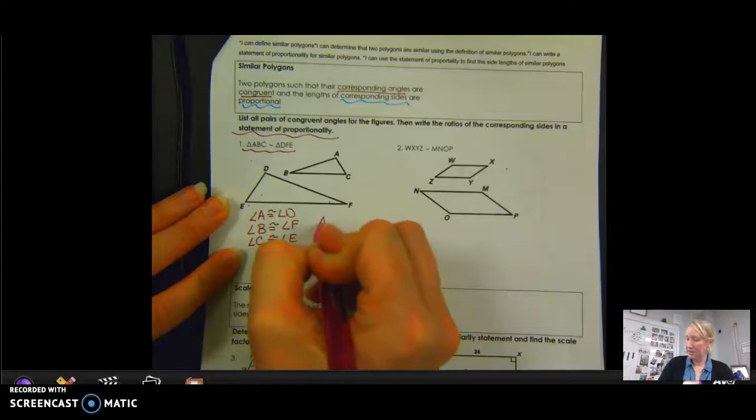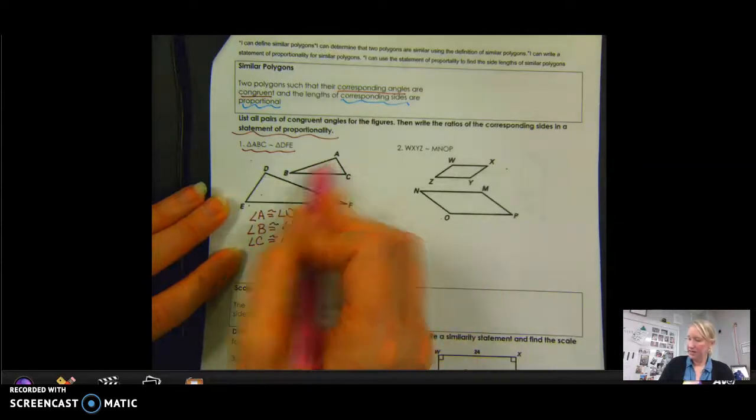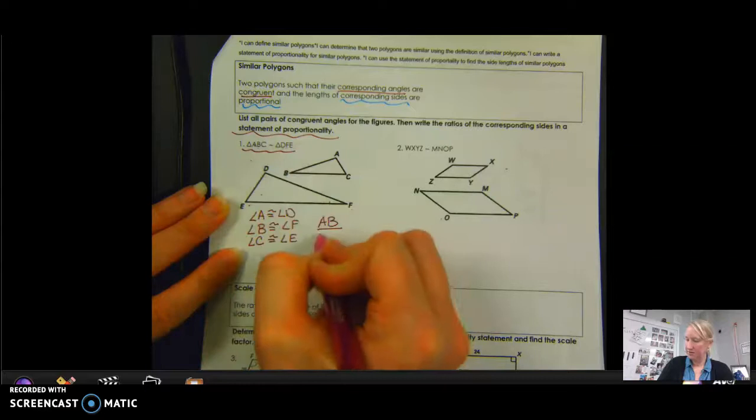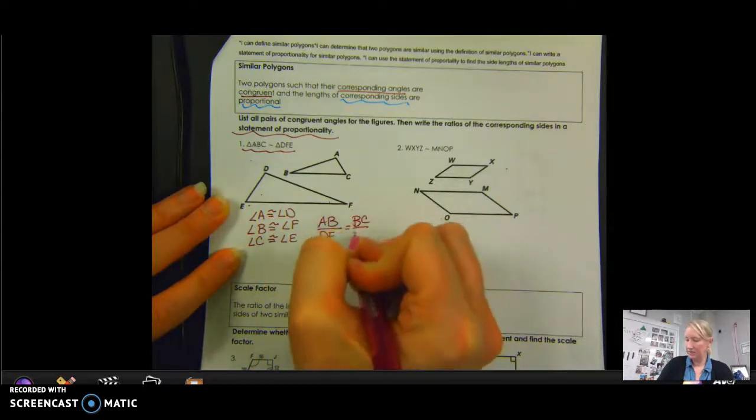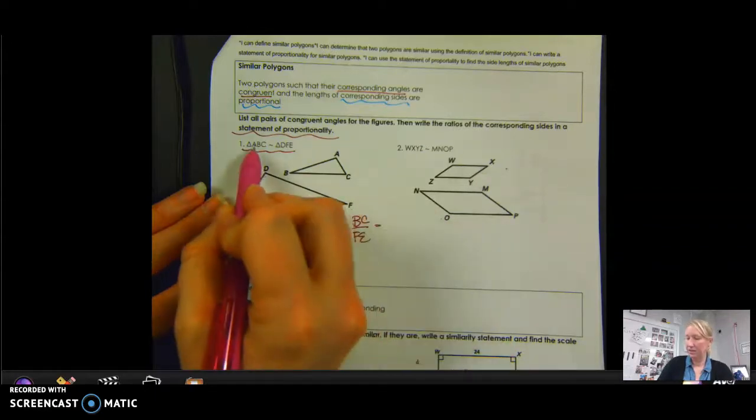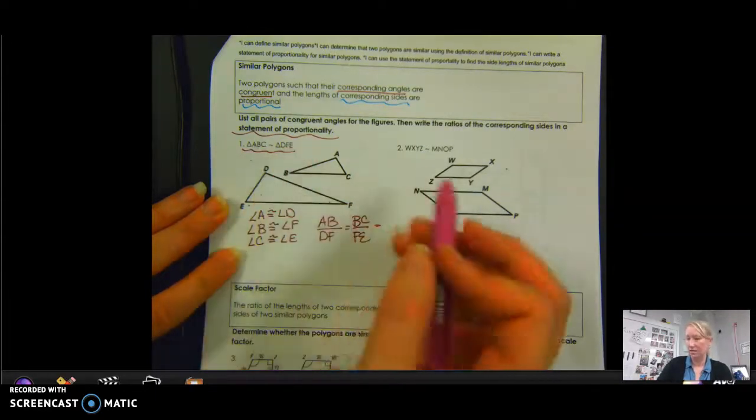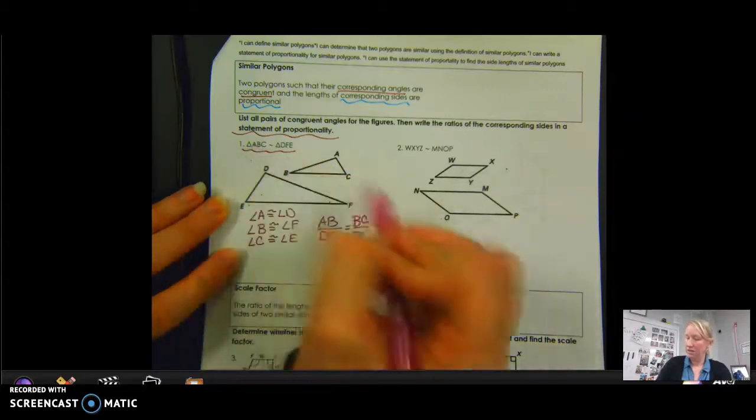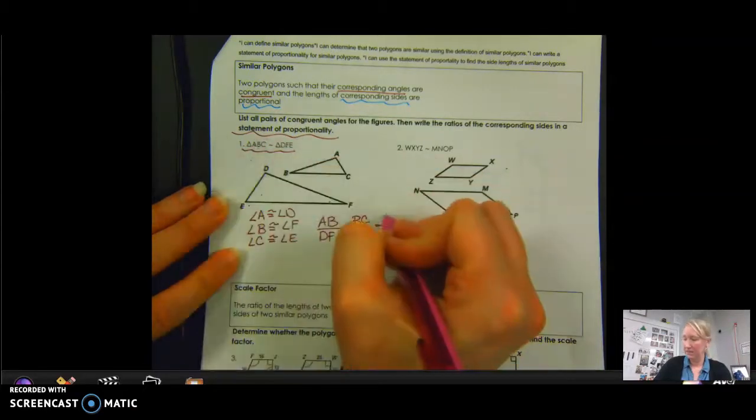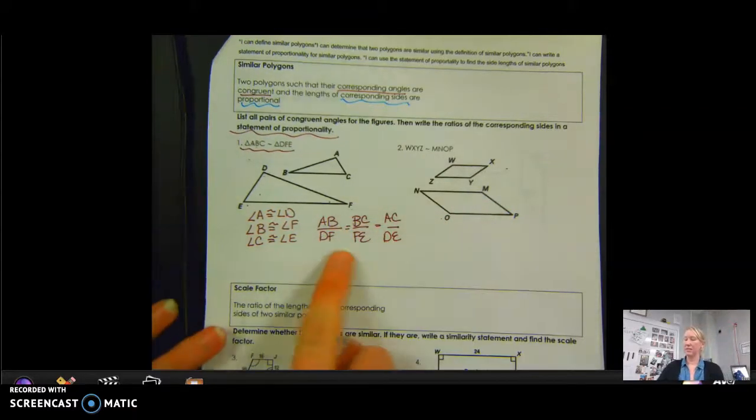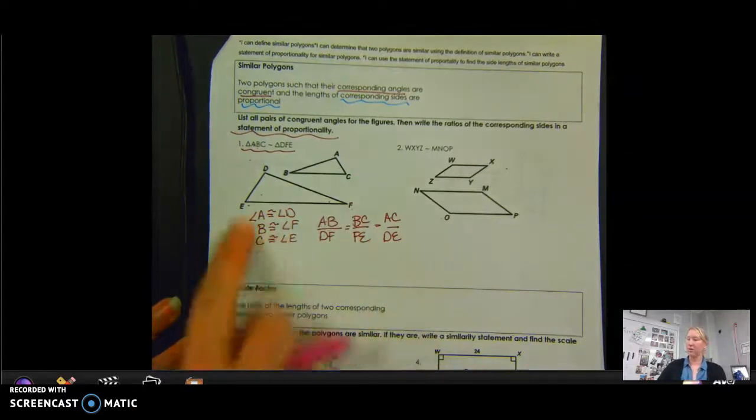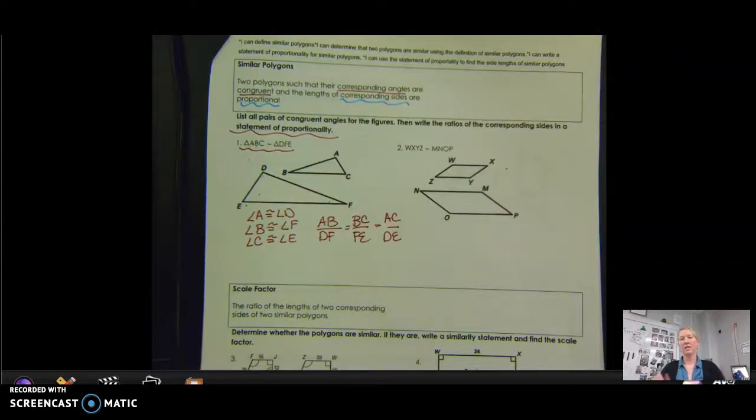That means that side length AB, so A to B over D to F, is in proportion to B to C over F to E. Again, I'm using my letters. B to C, second, third, F to E, second, third letter, which would then be proportional to A to C, first and last, with D to E. So this is my statement of proportionality. Here are my corresponding angles. Okay? Go ahead and pause me, do number 2, unpause me when you're done.